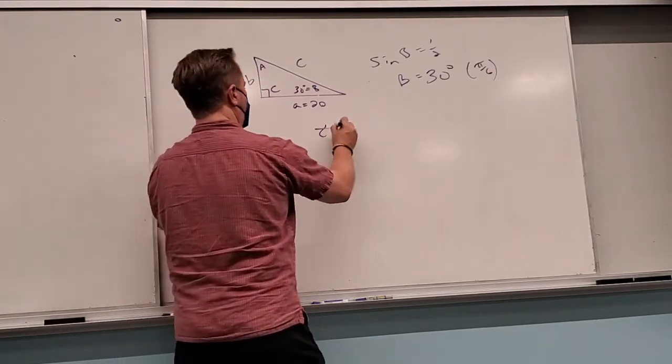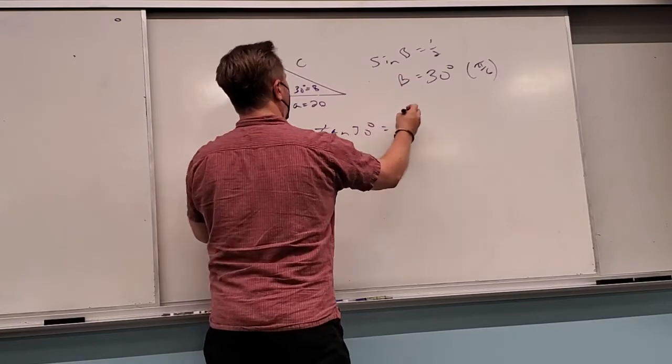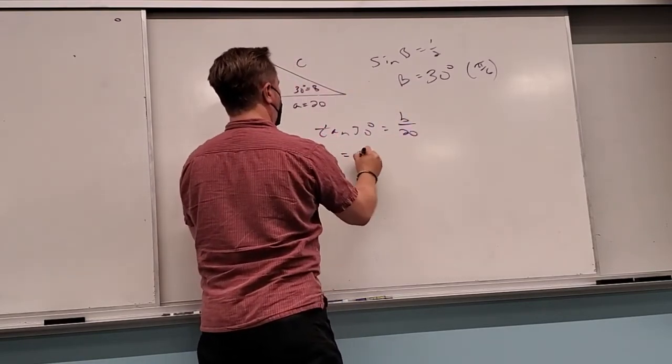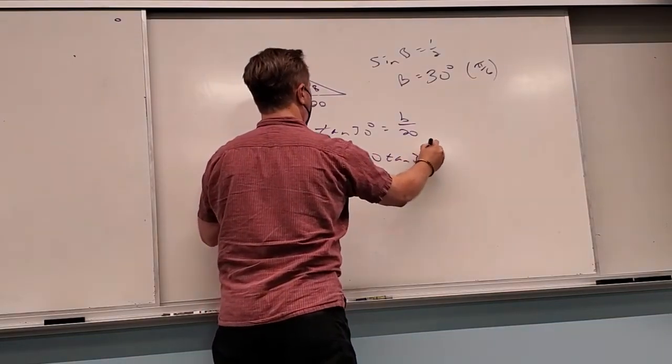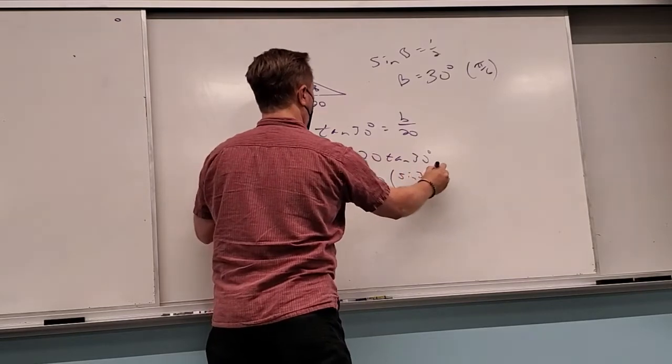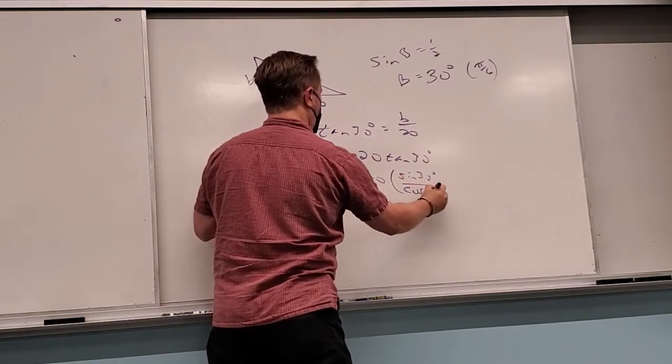So this would say tangent of 30 degrees equals B over 20. So B is 20 times tangent of 30 degrees. And if you need to, tangent is sine over cosine.